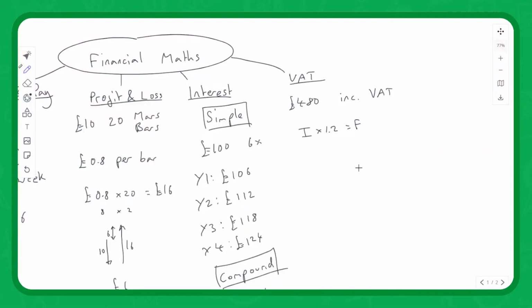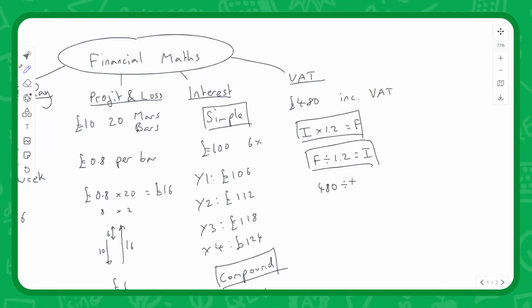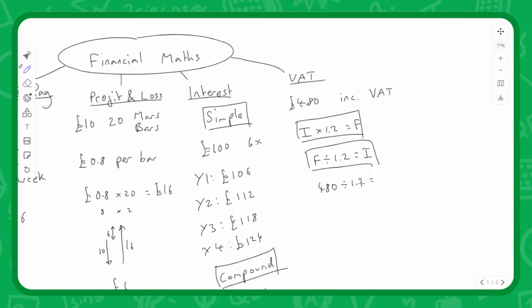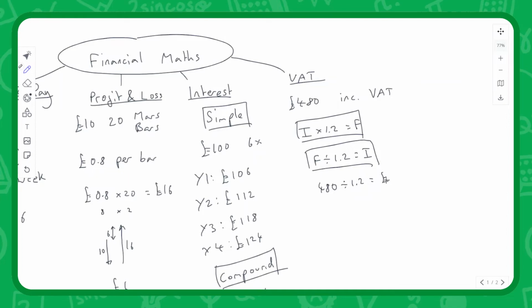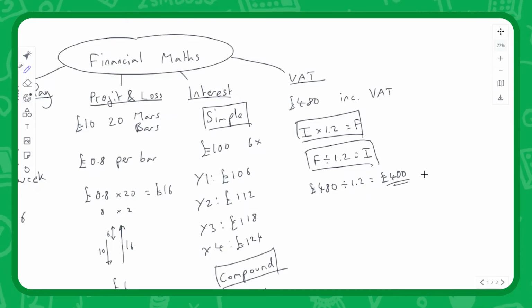I can reverse this, right? I can work backwards. I can take my final price and divide it by 1.2, and I should be able to get my initial price. I'm just dividing both sides by 1.2. So both of these formulas are going to be fairly important for VAT. In this case, I'm working backwards: I'm given my final price and I want to work out my initial price. So I can take 480 and divide it by 1.2, and if I do that in my head, that's going to be £400. So that would be my initial price.